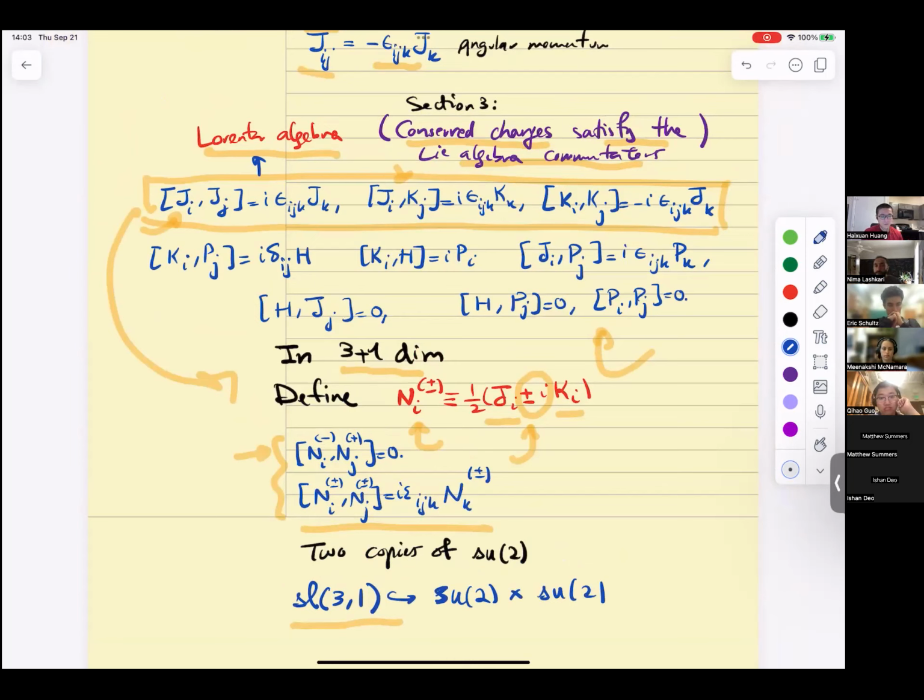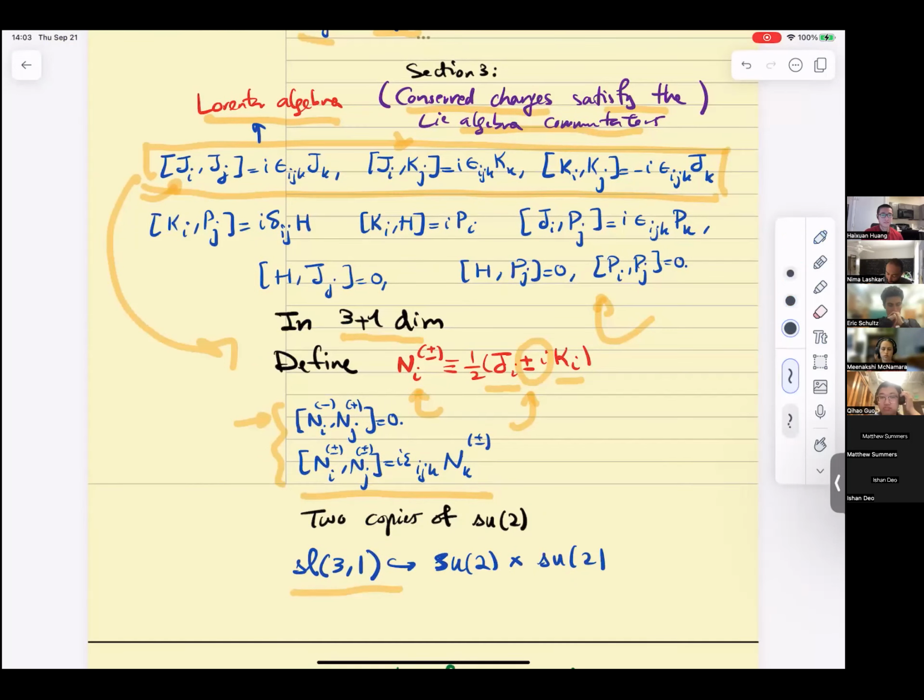By SL(3,1), do you mean the special linear group? It's the Lie algebra. Oh, I'm so sorry. Thank you so much. Thanks for the correction. SO(3,1). Why did I write SL(3,1)? Sorry, SO(3,1). That was a terrible typo. Sorry about that. Thanks. So just the Lorentz Lie algebra.